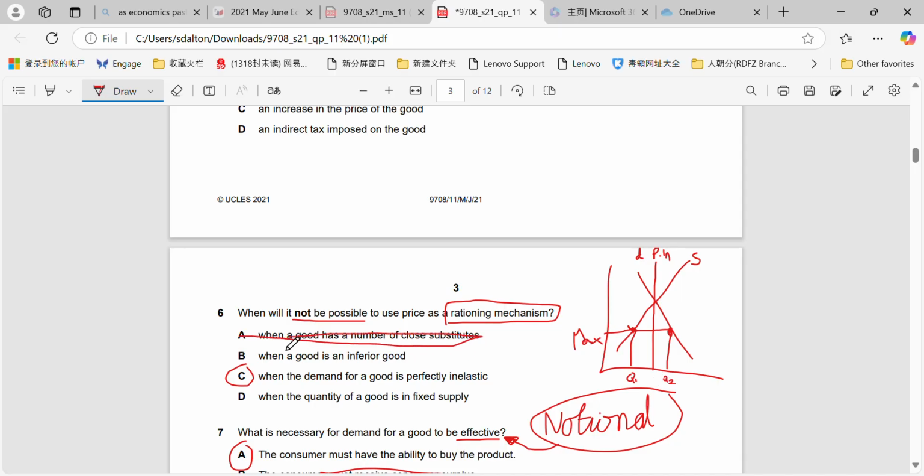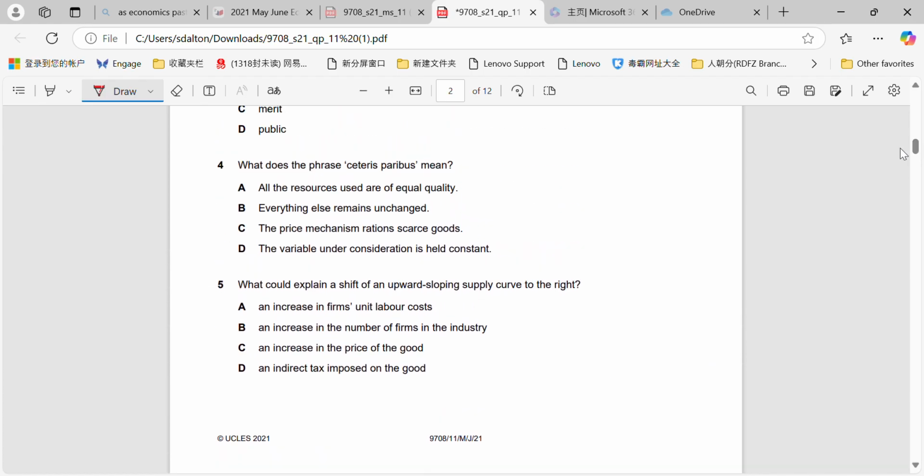Okay, so all of the others are ineffective here, and we will be able to still ration the product if we have those. The supply, remember, doesn't matter as much because the demand could still change. So we may have a situation there, for example, where we have an excess demand, even when the supply is at a fixed level, if the price drops considerably. And if it's an inferior good, or if there are a number of close substitutes, that doesn't affect our ability for the price mechanism to ration.